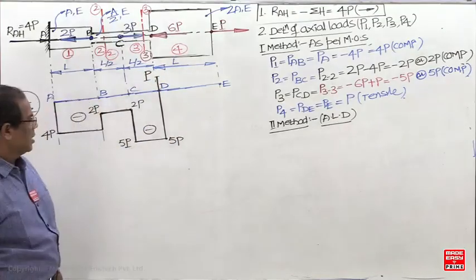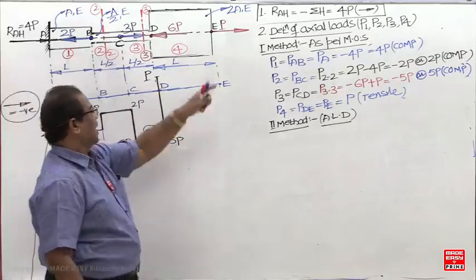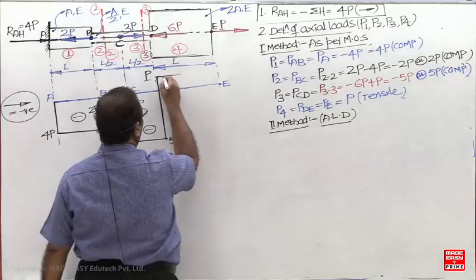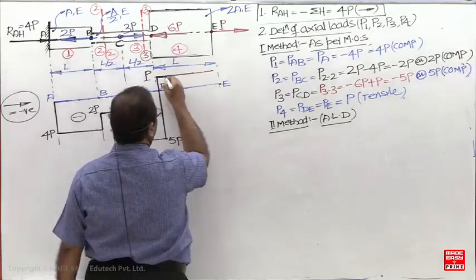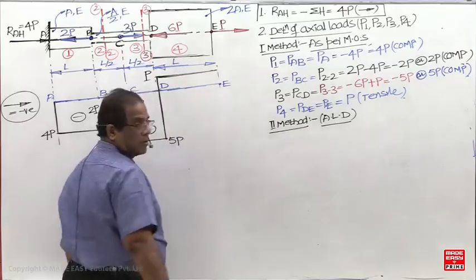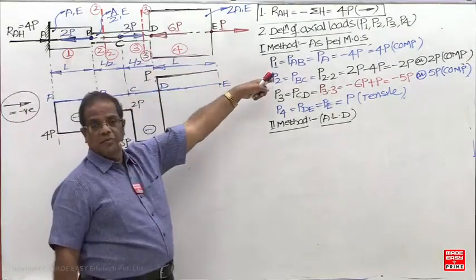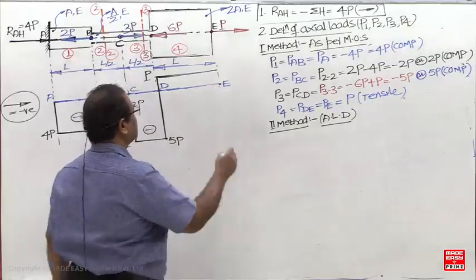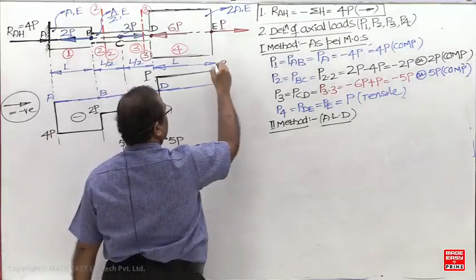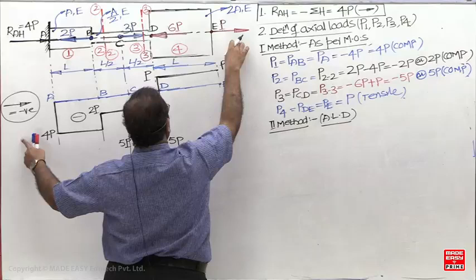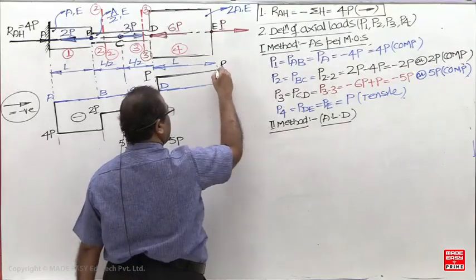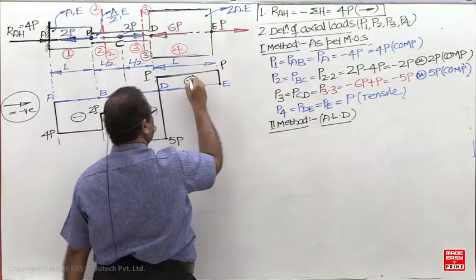Plus P. Now draw a parallel line. Now it's once again negative. Plus P minus P, 0. You have to use this sign convention only, plus P minus P. Positive.